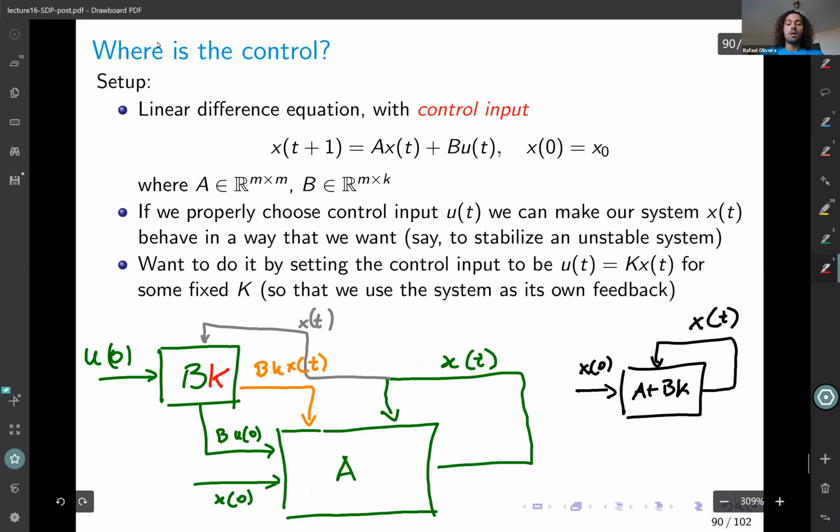So what do we do? We want to do it by setting the control input to be some matrix K times the actual input that the process A is giving to us. I have the process A. Process A at time t is going to spit out x_t. So why not make our control input u_t actually just x_t, and then I convert x_t into u of t by multiplying by some matrix K that I can just leave in my device.